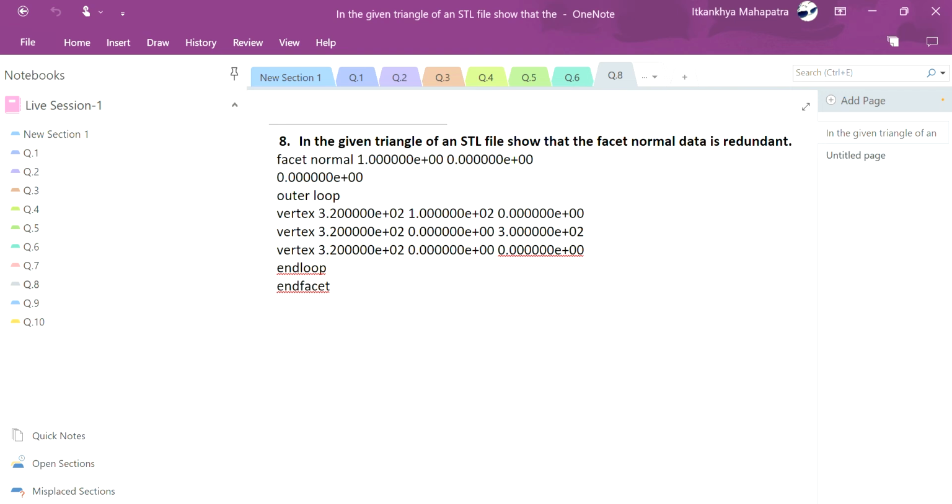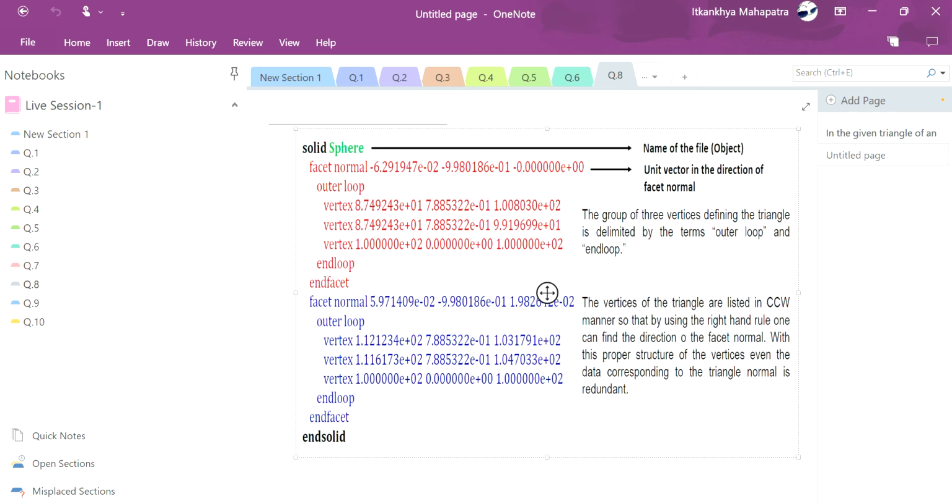Now, I hope all are familiar with what the ASCII format is, but still I'll show this. Suppose we consider this as a representation of a solid sphere in ASCII format. The first one is the name of the file, and this line is the unit vector in the direction of the facet normal. And these three are the vertices in the coordinates which we have already defined, written within the outer loop and the end loop.